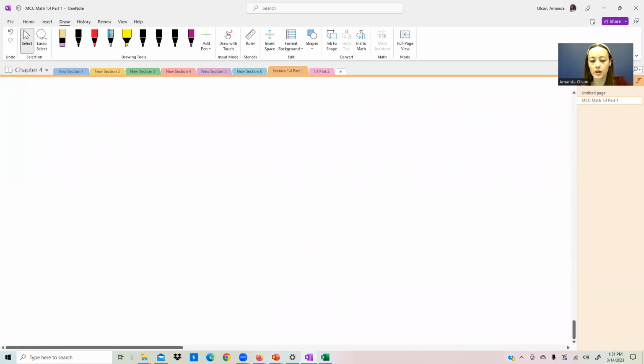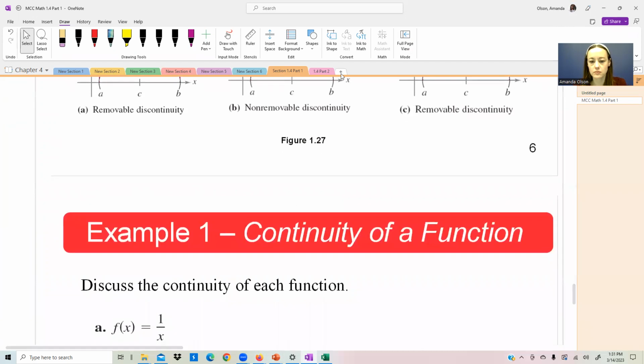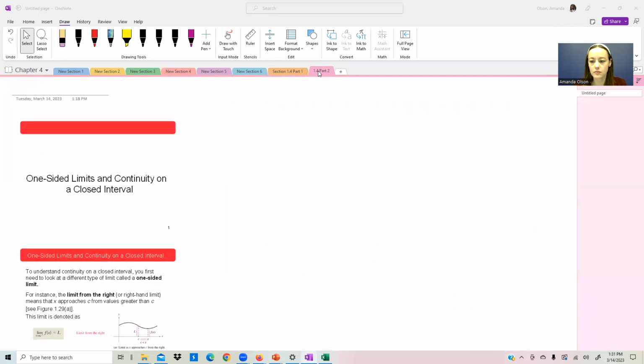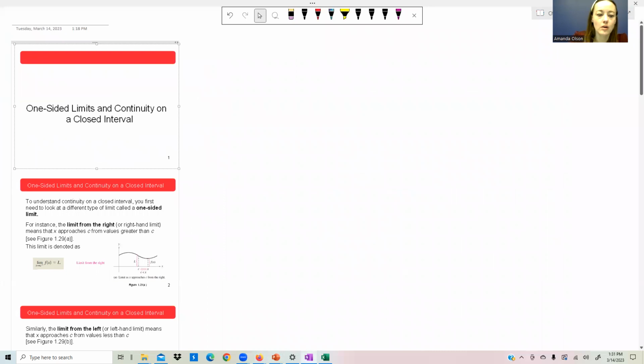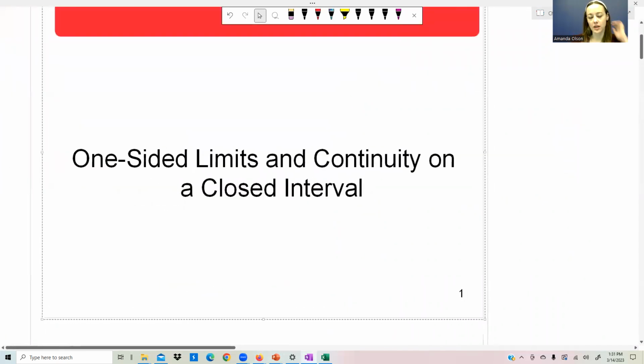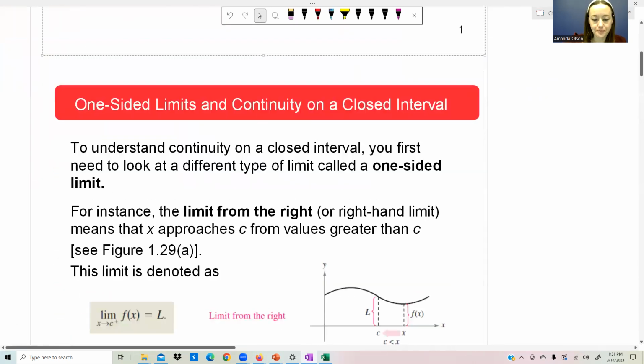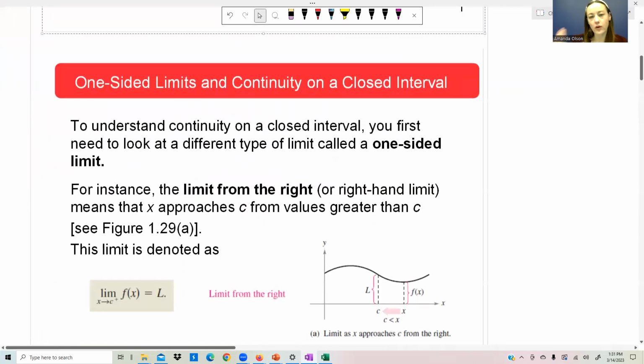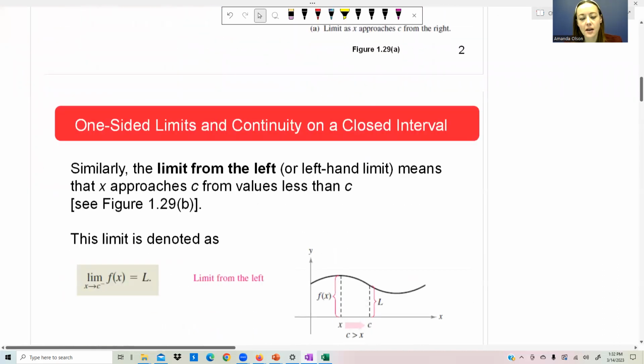So then moving on, we will talk about one-sided limits and continuity on a closed interval. We've already looked at limits from the left and limits from the right. We've already discussed one-sided limits. We just want to expand that.